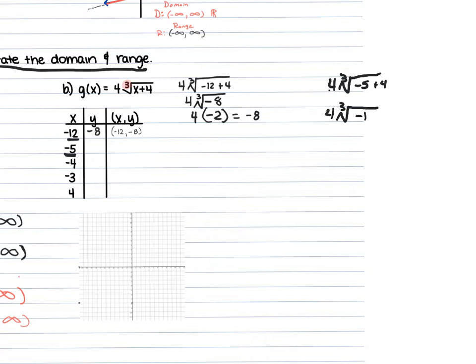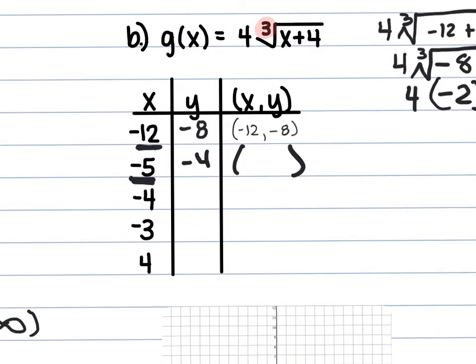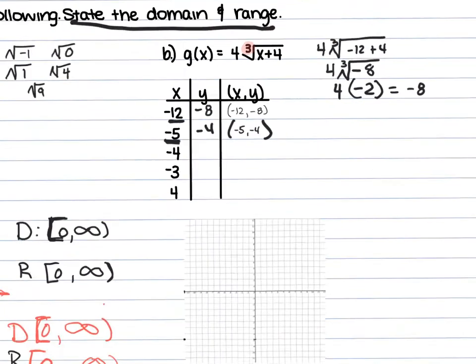Well, what's the cube root of negative 1? Negative 1. Negative 1 times negative 1 times negative 1 is negative 1. And then I get 4 times negative 1, which equals? Negative 4. So what are my coordinates for this point? Negative 5, negative 4. So I'm going to go 5 to the left and 4 down. 5 to the left, 1, 2, 3, 4 down.